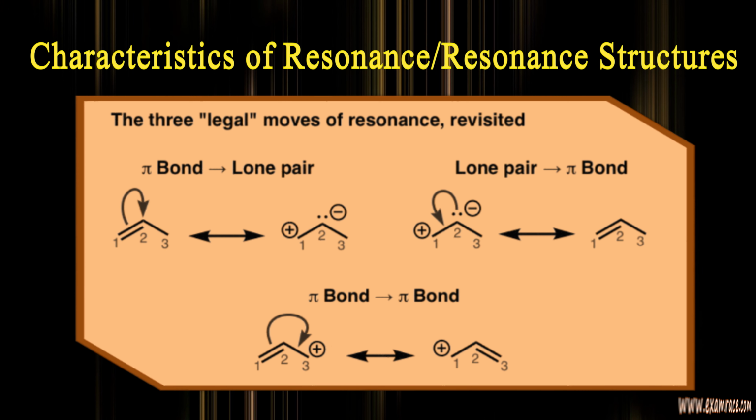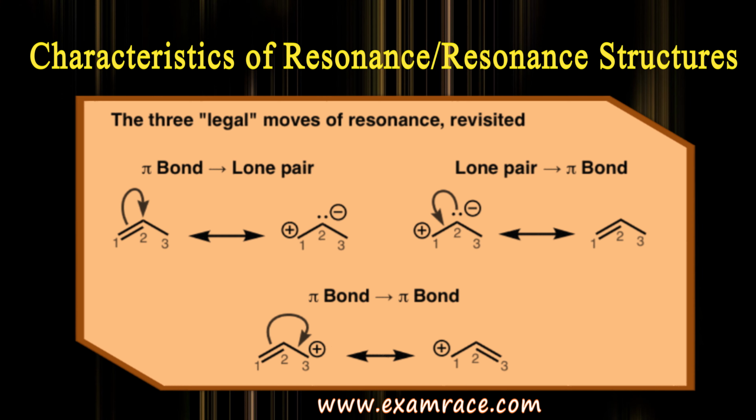So the head of the arrow has negative charge and its tail has the positive charge. So a pi bond breaks into a lone pair, and similarly a lone pair can be used to make a pi bond. Also, in the third structure, please see that we can shift a pi bond to its adjacent bond, and a positive charge remains on the other atom from where the bond is moved. So these are the characteristics and some rules of resonating structures.